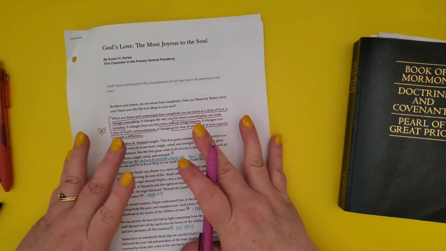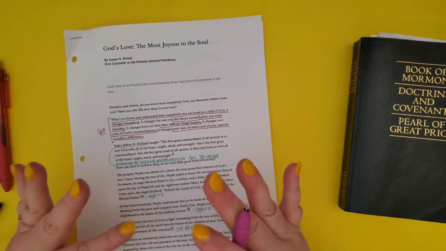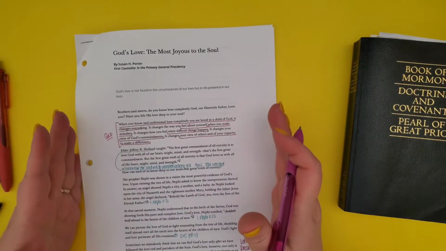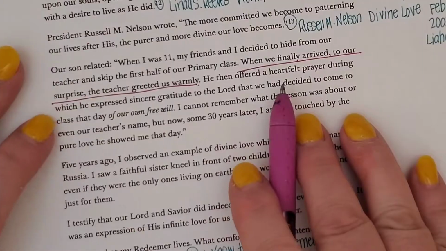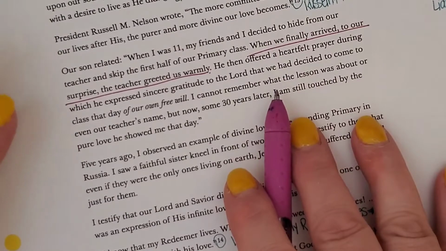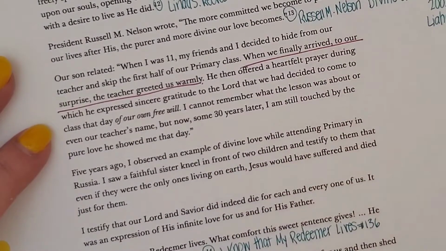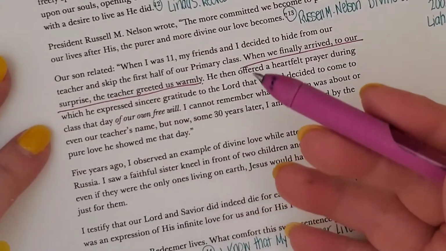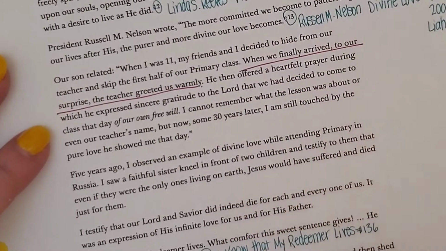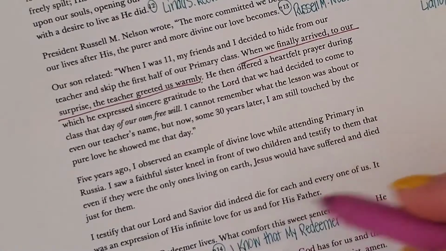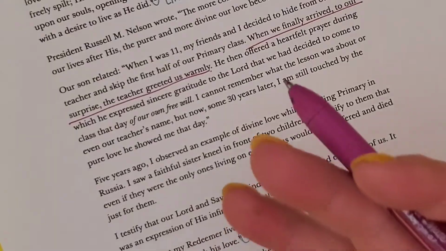After listening to it and then reading it, I was surprised that the parts that jumped out at me are different than what I thought. I really loved this part at the end where she talks about how when her son was 11, they skipped out of primary, but when they came back, the teacher greeted them warmly and didn't make a big fuss about it and said a really heartfelt prayer, and that was because the teacher was teaching them with love.